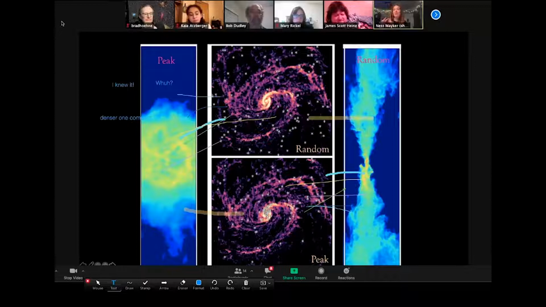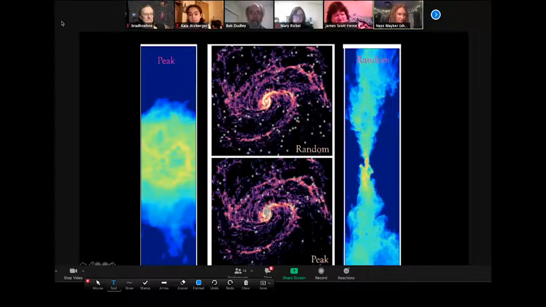But yeah, if your supernova are going off in really diffuse regions, that gas is just going to be blasted right out of the galactic disk. So I thought that was really cool. I'm going to go ahead and clear these annotations once again and move on.